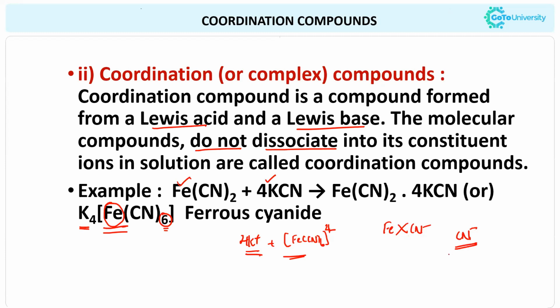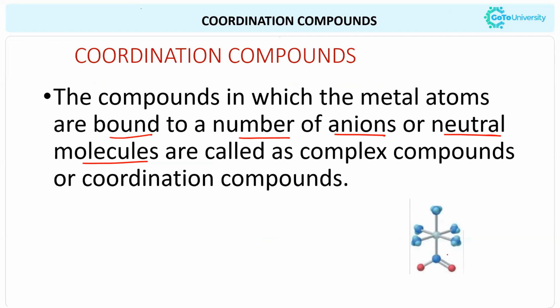It's not compulsory that it is always a negatively charged anion. It may be neutral molecules as well. Okay, so that is the coordination complexes. So here we have a diagram. See here, the central one represents the central metal atom, and it is surrounded by a number of ligands. Ligands means the anions or the neutral molecules surrounding the particular metal atom.